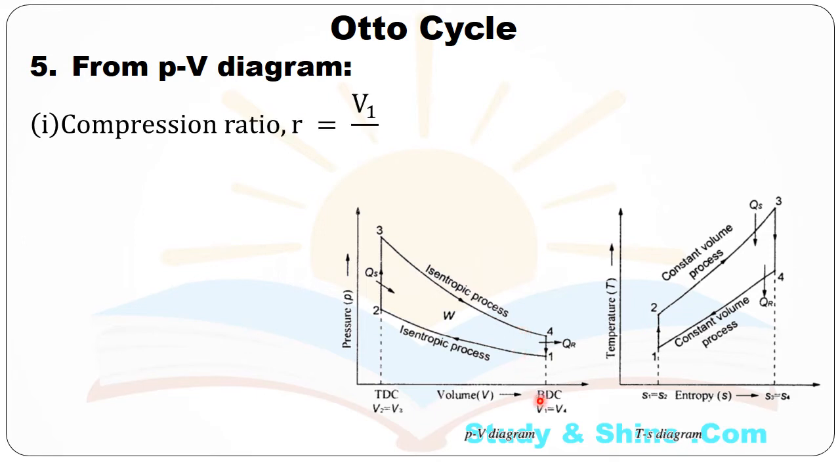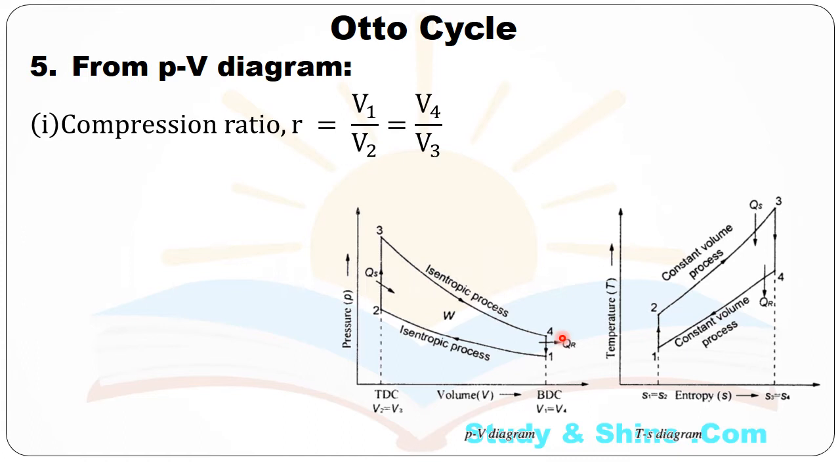Now, let's look at the ideal Otto cycle in terms of PV and TS coordinates. I mentioned that Otto cycle consists of 4 processes. It starts with an isentropic compression. So on the PV diagram, you can see process 1 to 2 is isentropic compression process. Heat is supplied to the engine at a constant volume process 2 to 3. It is followed by isentropic expansion process 3 to 4. And heat is rejected at a constant volume process 4 to 1.